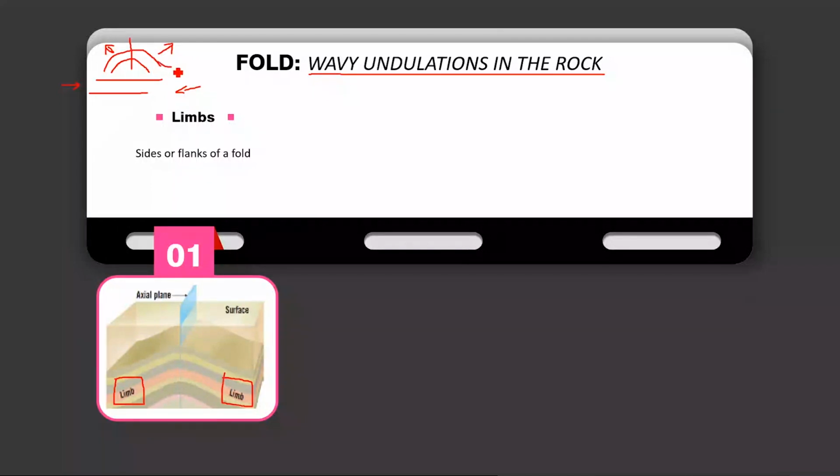This may have a series of foldings later on. If you see this fold further, this is another fold. It will have one limb here and another limb here. So this is a downward folding and this is an upward folding. So the successive folding may continue, but what we are referring to right now is the flanks of one particular fold. We are not going into the details of that.